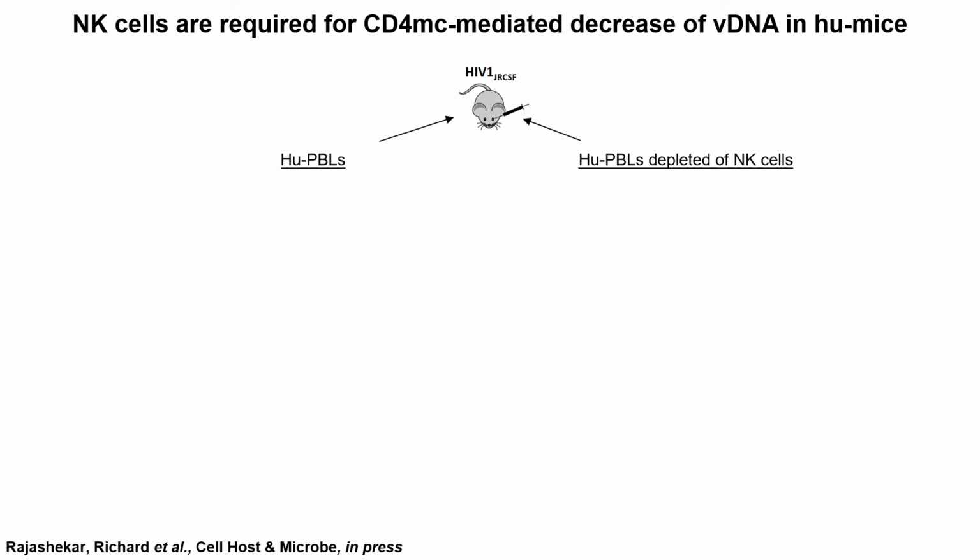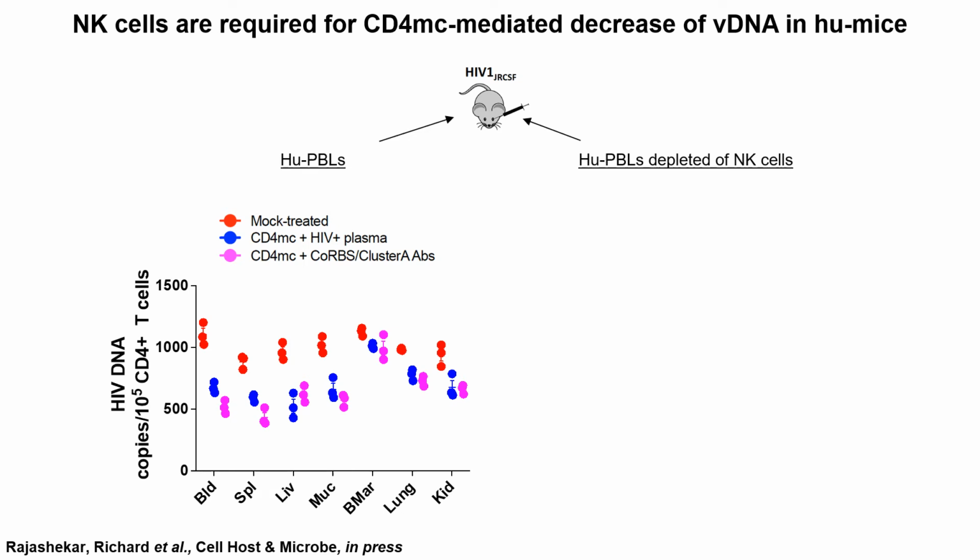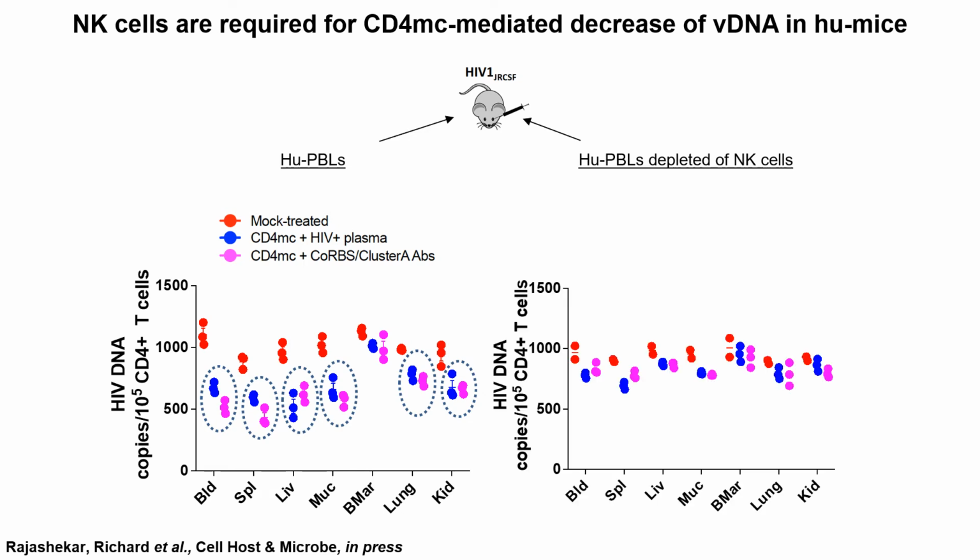To evaluate the role of NK cell in this phenotype, we generated SRG15 humanized mice using human PBL depleted or not of NK cell. So in infected humanized mice expressing NK cell, again we observe a significant decrease in HIV-1 reservoir in multiple tissue upon treatment with the combination of CD4 mimetic with either HIV-1 positive plasma or co-receptor binding site and cluster A antibody. In contrast, little to no change was observed in humanized mice devoid of NK cell, confirming the key role of the NK cell in this reduction of HIV-1 reservoir.